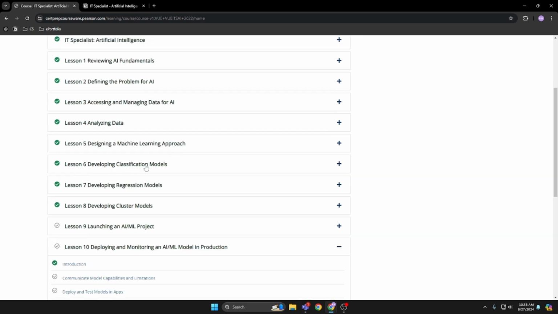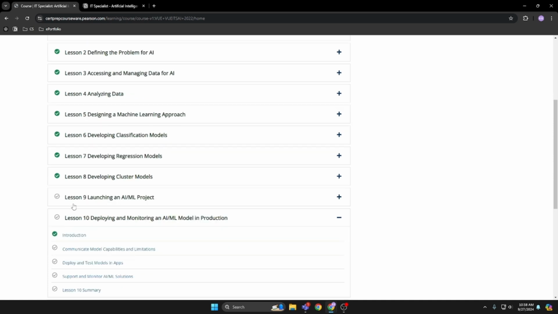Lesson 6 was developing classification models. Lessons 6, 7, and 8 were all about different machine learning models that you can use. This was about classification models, the next one was about regression models, the next one was about clustering models. I'll go into a bit more depth when I go over my notes. And this one right here was launching an AI or a machine learning project.